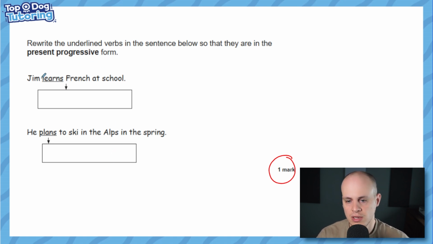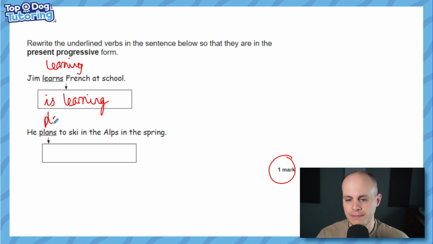So present progressive. So learns, I always jot above it what the verb is with -ing, and then I think, how do I make it make sense? Jim learning French at school. No. If I want it in the present, it needs to be is, not was. Jim is learning French at school. Done. There's my first half of my mark.